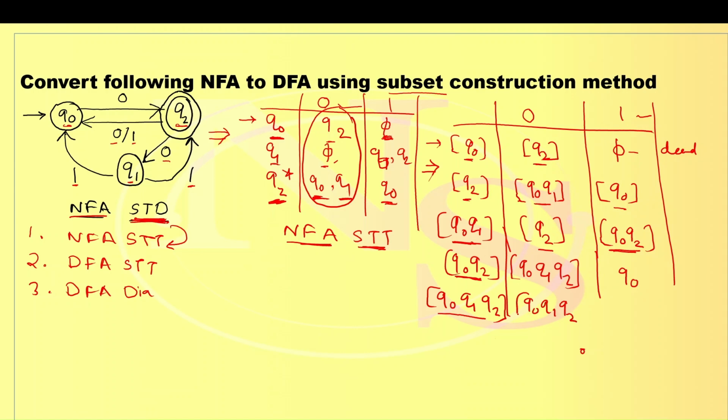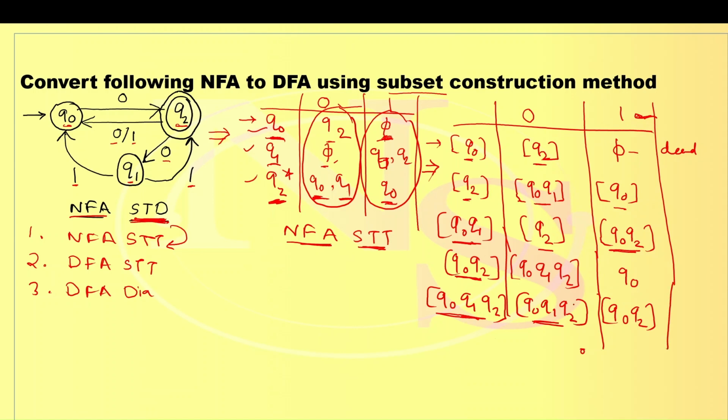Again, in the NFA table, Q0, Q1, Q2 are different states, but in the DFA table, this is the only one state, Q0, Q1, Q2. Similarly, Q0, Q1, Q2 on reading 1, where it will go? Combination of all this, because here Q0, Q1, Q2 are different states. Here it's only one state. Combine this phi and combination of this Q0, Q2, Q0. So here Q0, Q2.